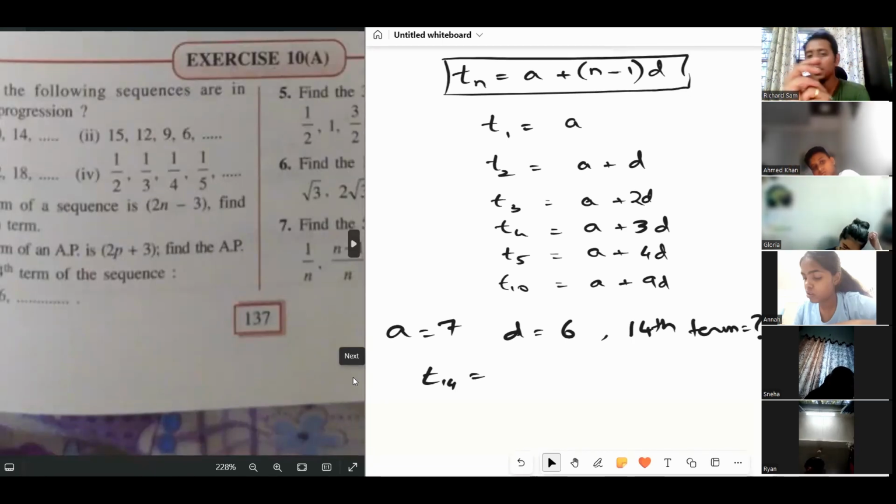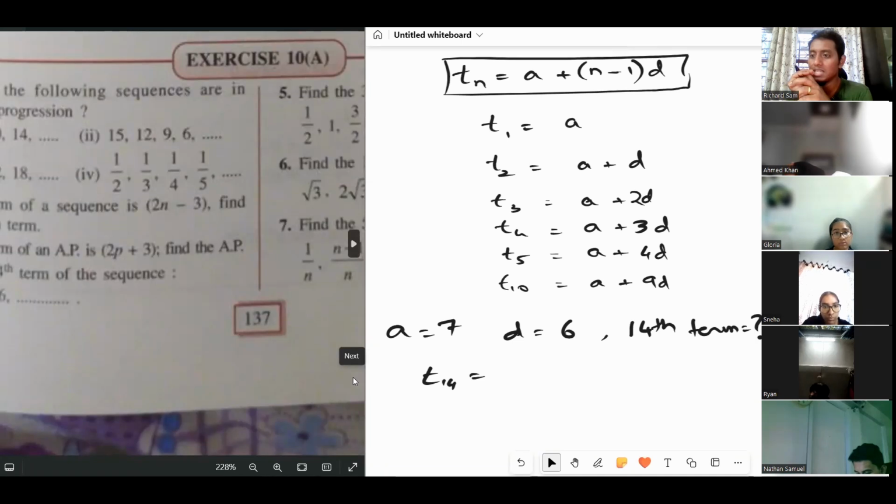90. Okay, anyone else? Tell me what answer you got. 90? No. 97. 97. Okay, let's see. Everyone is getting some other number.